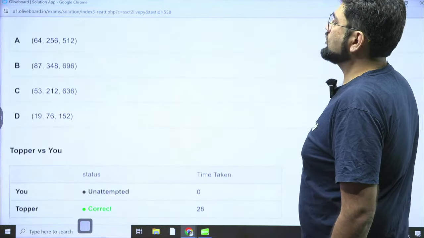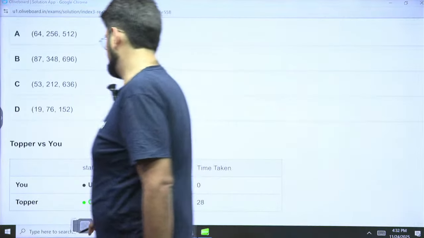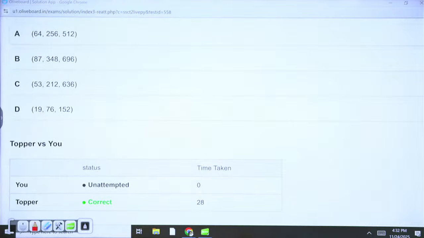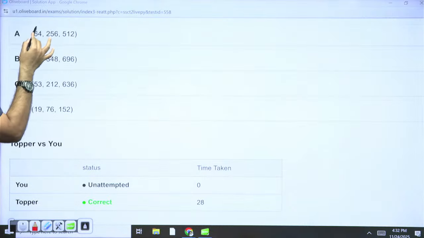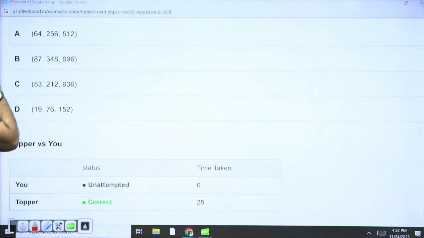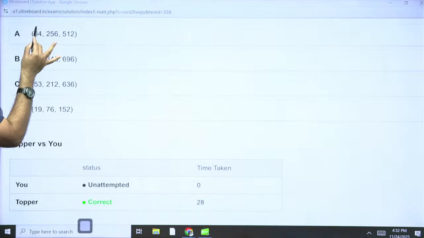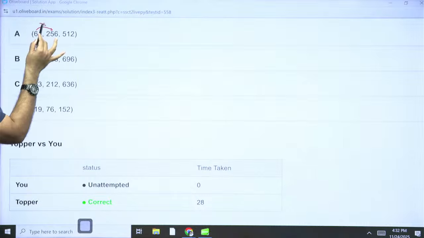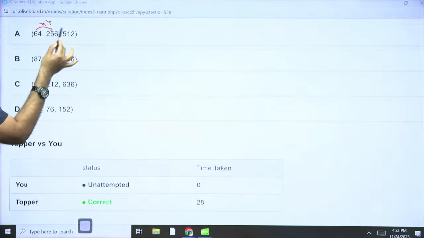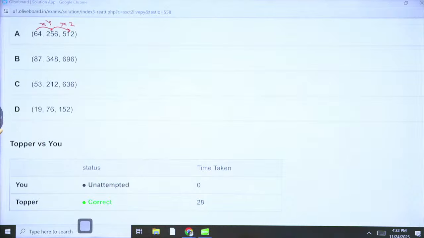18. Which triad does not belong to the group? Okay. 8 square, 16 square, 8 cube. Okay, there is no square and cube here. Right. Okay, fine. Multiply. 64 into 4 is 256. 64 into 8 or 256 into 2 is 512.